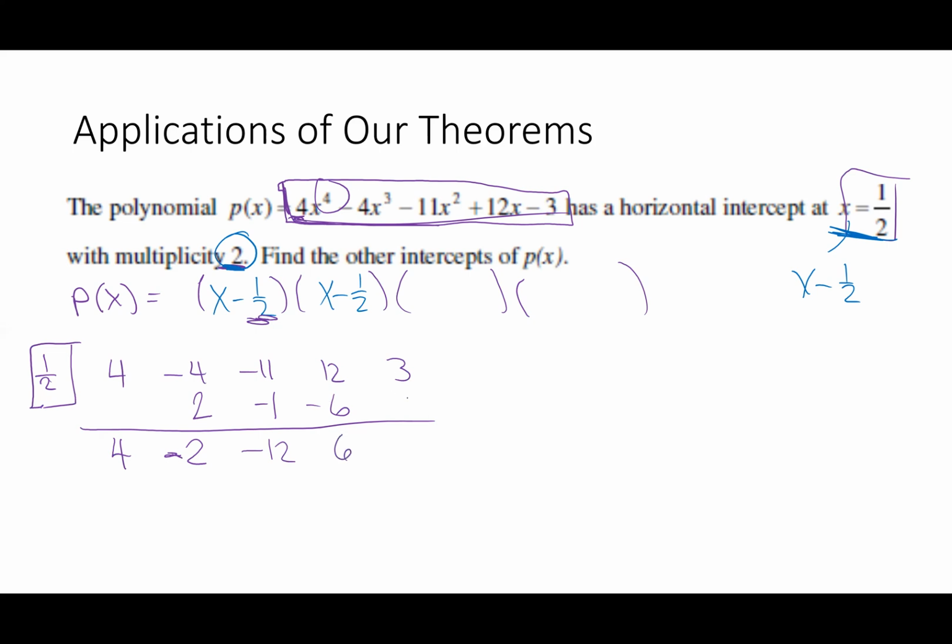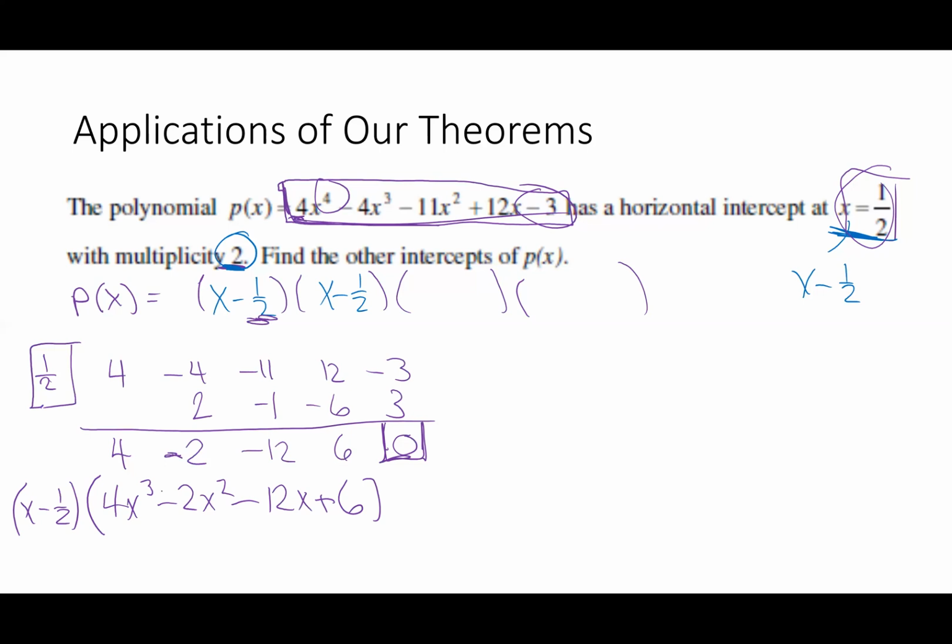Multiply that by 1/2. Something went wrong. See, here's the thing. I should end up with a 0 here because I know that this is an intercept. So something went wrong. Oh, you know what it is? I put a 3 instead of a -3. That was silly. 6 times 1/2 is 3. Look at that. 0. That's exactly what I wanted. So now what I end up with is 4x cubed minus 2x squared minus 12x plus 6. And I know that x minus 1/2 is a factor of that.